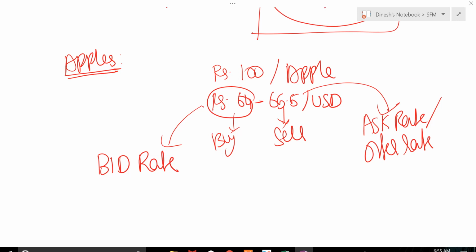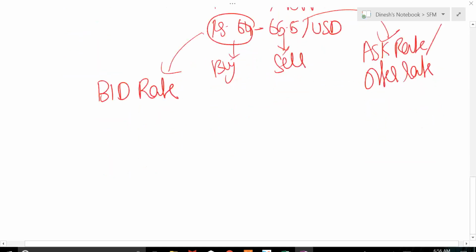So I have a bid rate, I have an ask rate, I have a middle rate, I have a spread. Clear? Any doubts on this? If this information is very transparent, then obviously people will go to wherever they get the best spread. So the point is, in a market the quote will be like this.